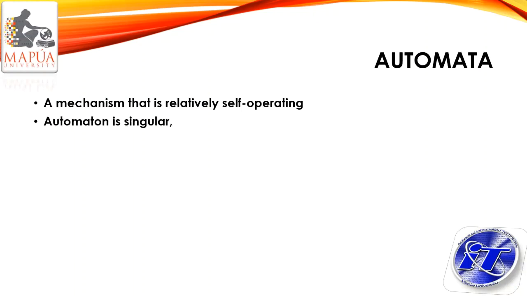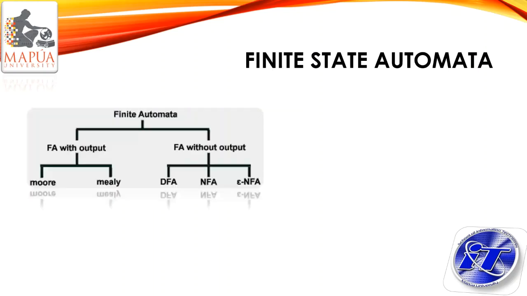Automaton is the singular version of automata, meaning one machine. If we're talking about a lot of machines, we call them automata. It's the plural term. We have two types of finite state automata: FA with output and FA without output. In FA with output, the current state and the current input define the output. We have two examples, Moore and Mealy.